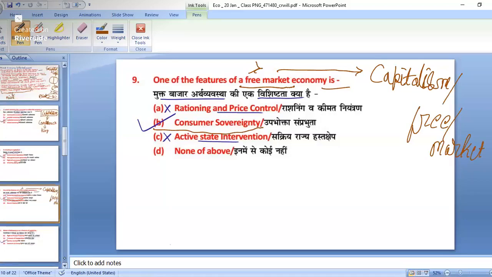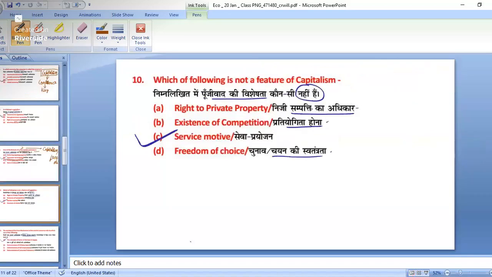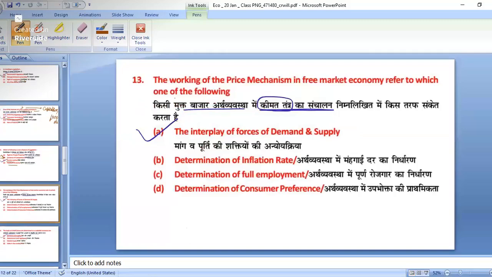Then which of the following is not a feature of capitalism? Service motive. Freedom of choice is there in capitalism. Competition is there. Right to private property is there. So service motive is not there in capitalism. Service motive is there in the socialist economy. Then we have the working of the price mechanism.